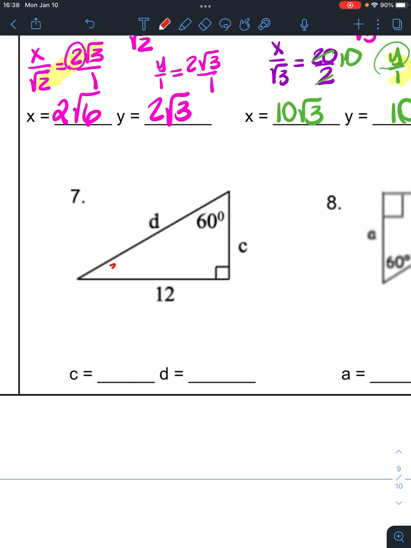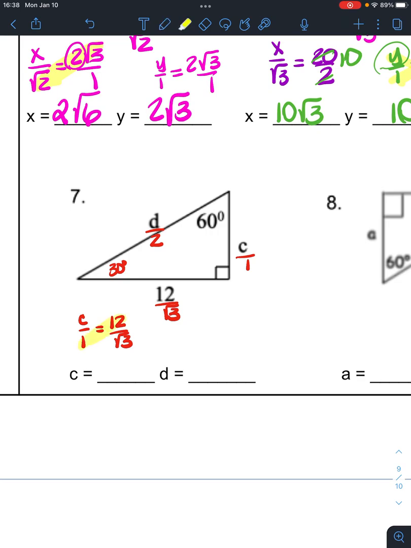So C's on the short side, because here's your 30. So it'd be over 1. Your D would be over 2, because that's your hypotenuse. And then your root 3 goes here on your long leg. Now, set it up. Like I said, don't worry about where things are supposed to be and where they are. C over 1 is equal to 12 over root 3.